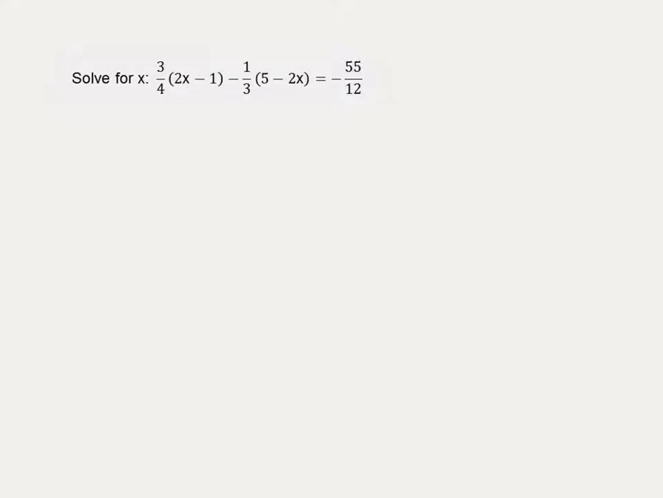To solve this equation, the first thing we want to do is eliminate our fractions. So we want to find something that's common to 4, 3, and 12. By looking at it, we can pretty much tell that 12 would be the lowest common denominator of those three denominators.